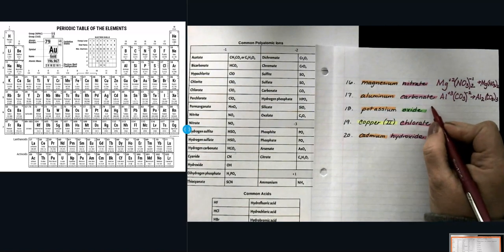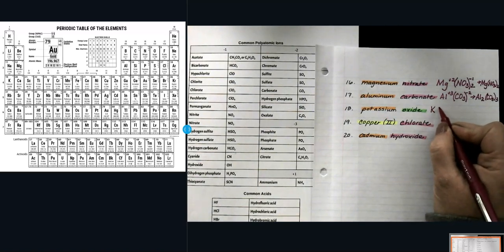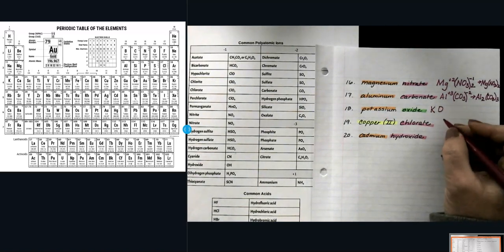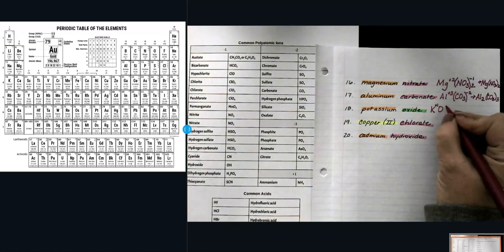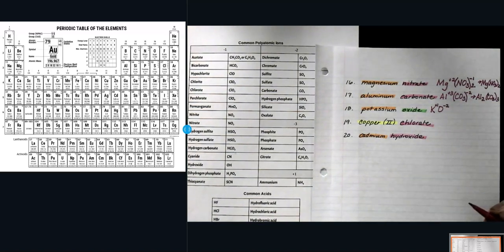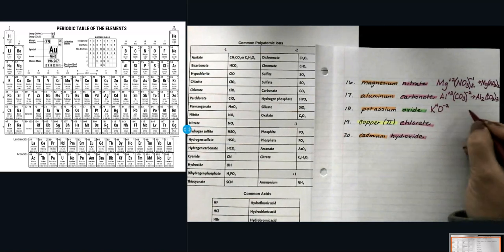Next I have potassium oxide, K and O. Potassium has a charge of +1, oxygen's a -2. I'm going to crisscross those, and it's going to become K2O.